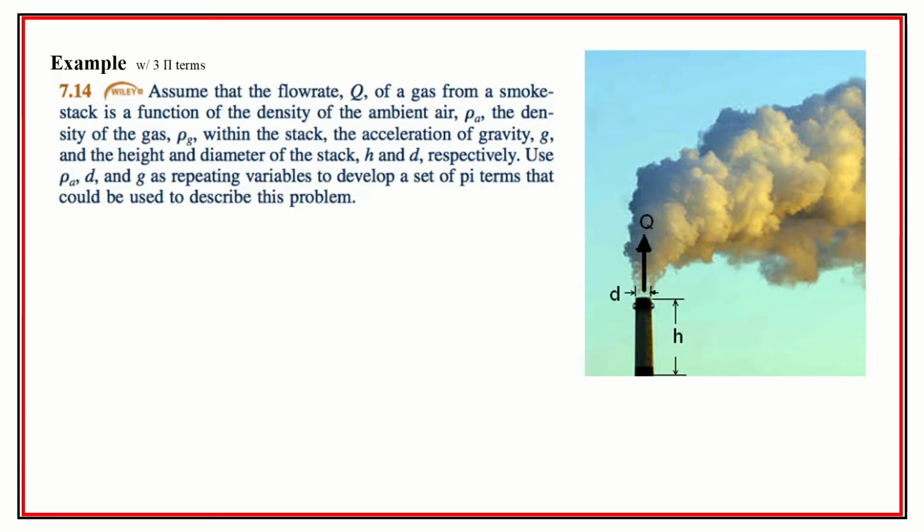Assume that the flow rate, Q, of a gas from a smokestack is a function of the density of the ambient air, the density of the gas within the stack, the acceleration of gravity, and the height and diameter of the stack. Use the density of the air, the diameter of stack, and the acceleration of gravity as repeating variables to develop a set of pi terms that could be used to describe the problem. All right, so we're going to apply Buckingham pi to this scenario right here.